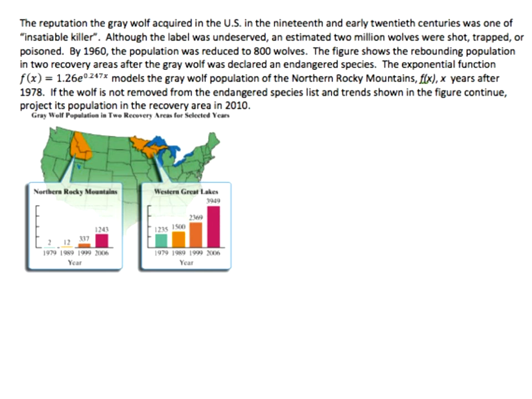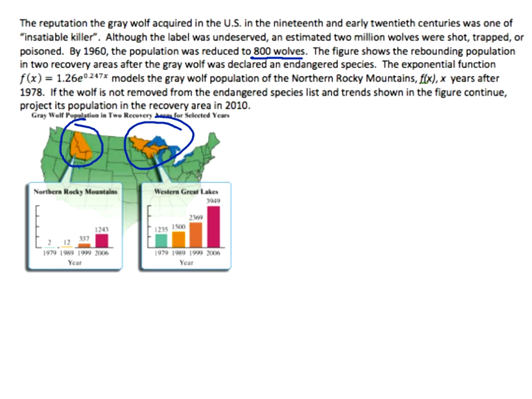All right, so the reputation the gray wolf acquired in the U.S. in the 19th century and early 20th centuries was one of insatiable killer. Although the label was undeserved, an estimated 2 million wolves were shot, trapped, or poisoned. By 1960, the population was reduced to 800 wolves. The figure shows the rebounding population in 2 recovery areas. Let me show you. So here are the recovery areas, after the gray wolf was declared an endangered species.